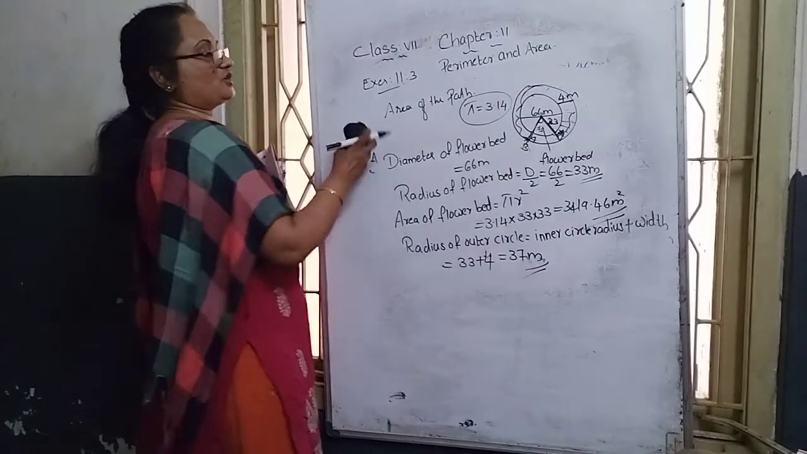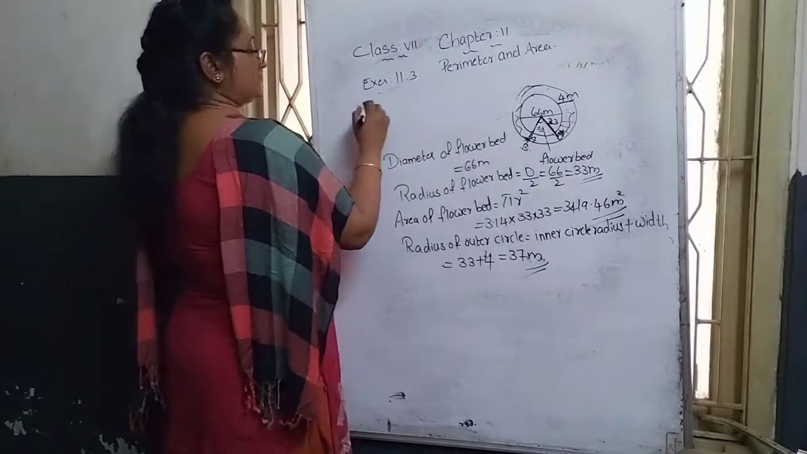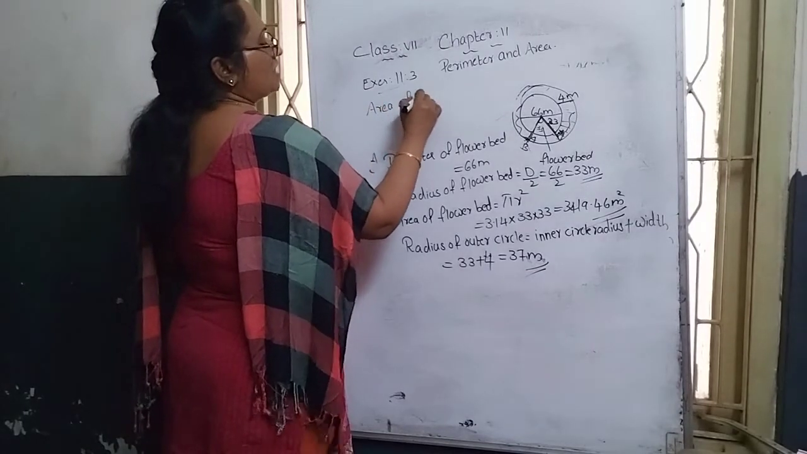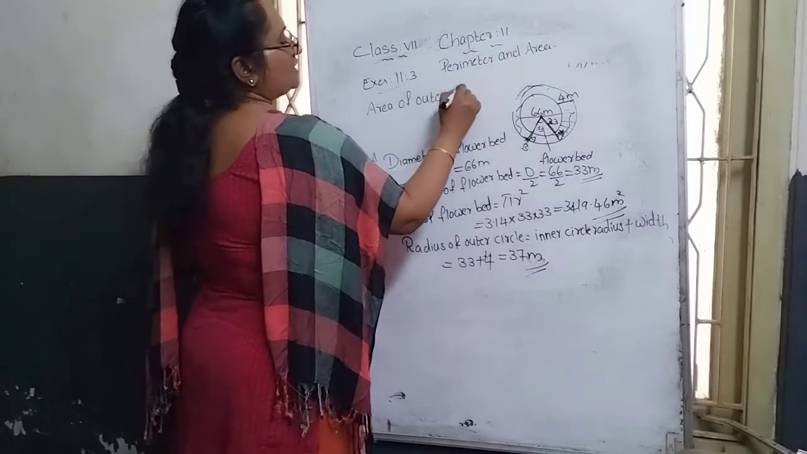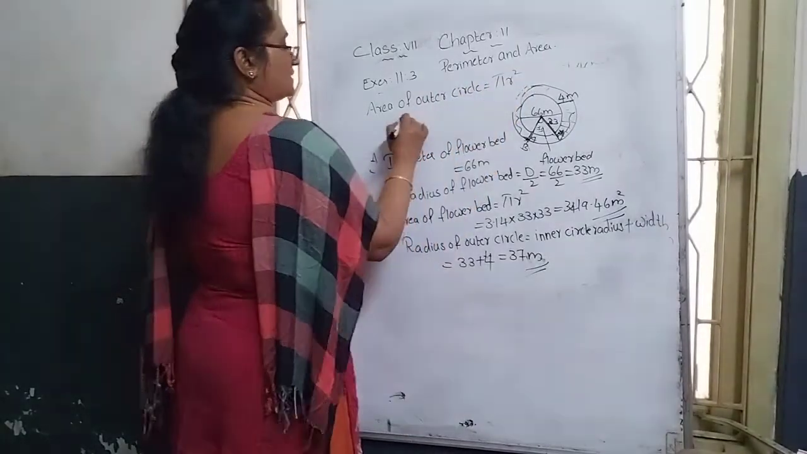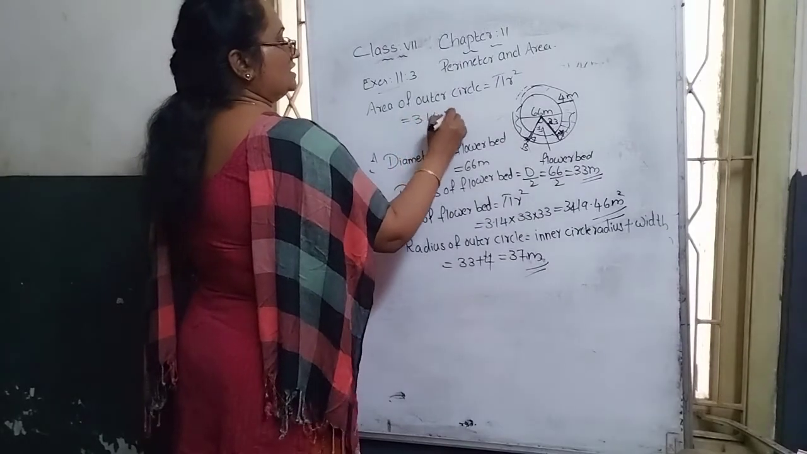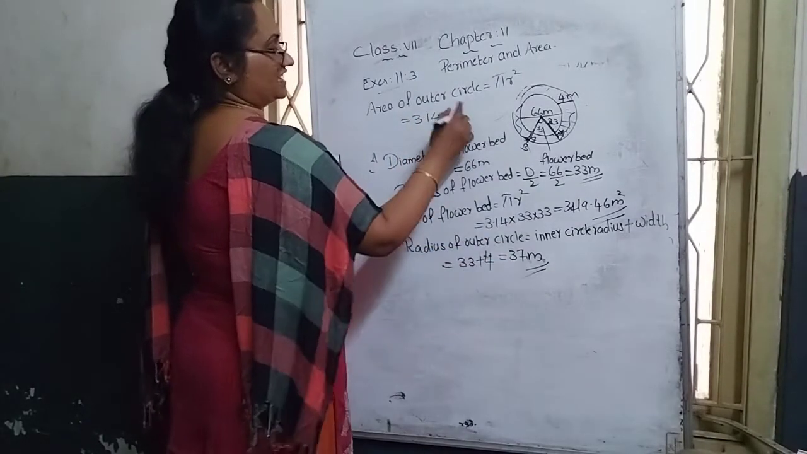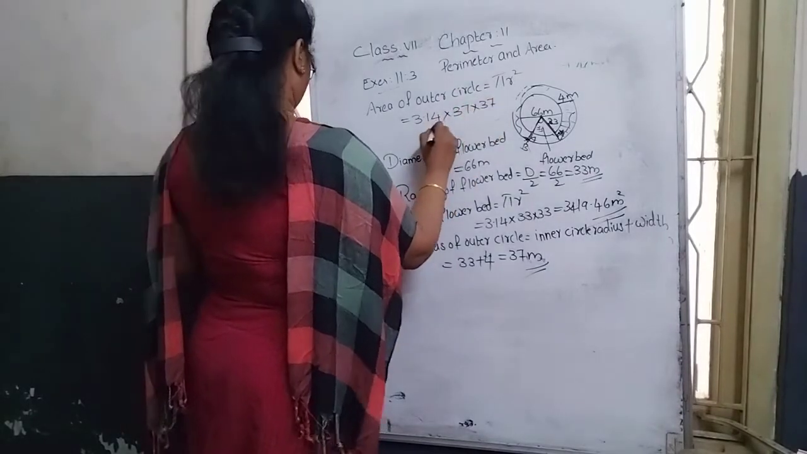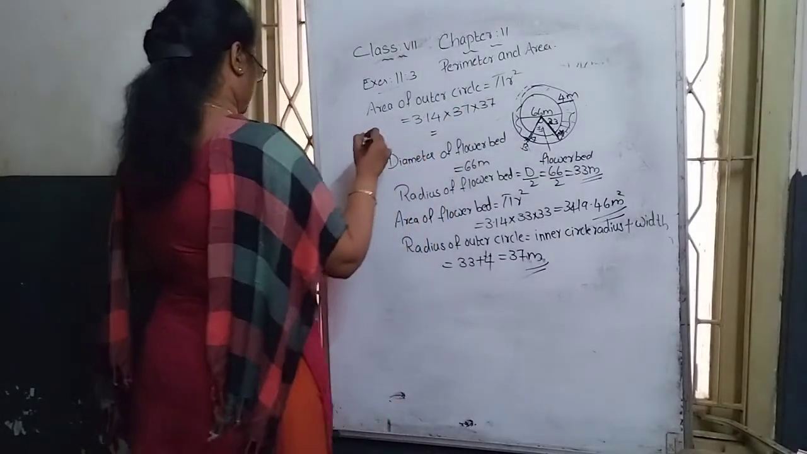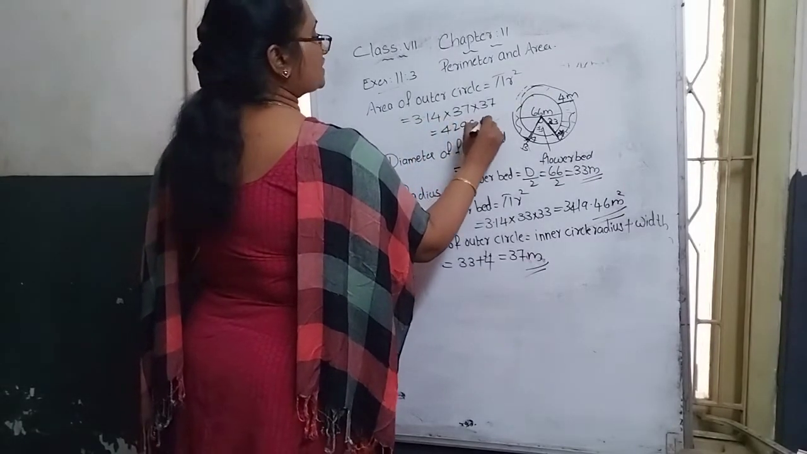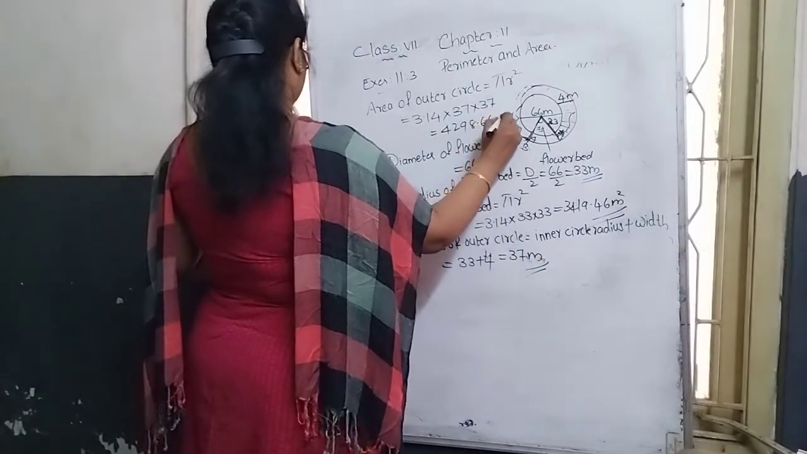Then find the area of the outer circle. The next step is the area of the outer circle. The outer circle area has no change, pi r square, but pi is 3.14. The radius is how much? 37. But r square is there, so 37 into 37 multiply. Multiplying 37 into 37 and the whole thing, it becomes 4298.66 meter square.